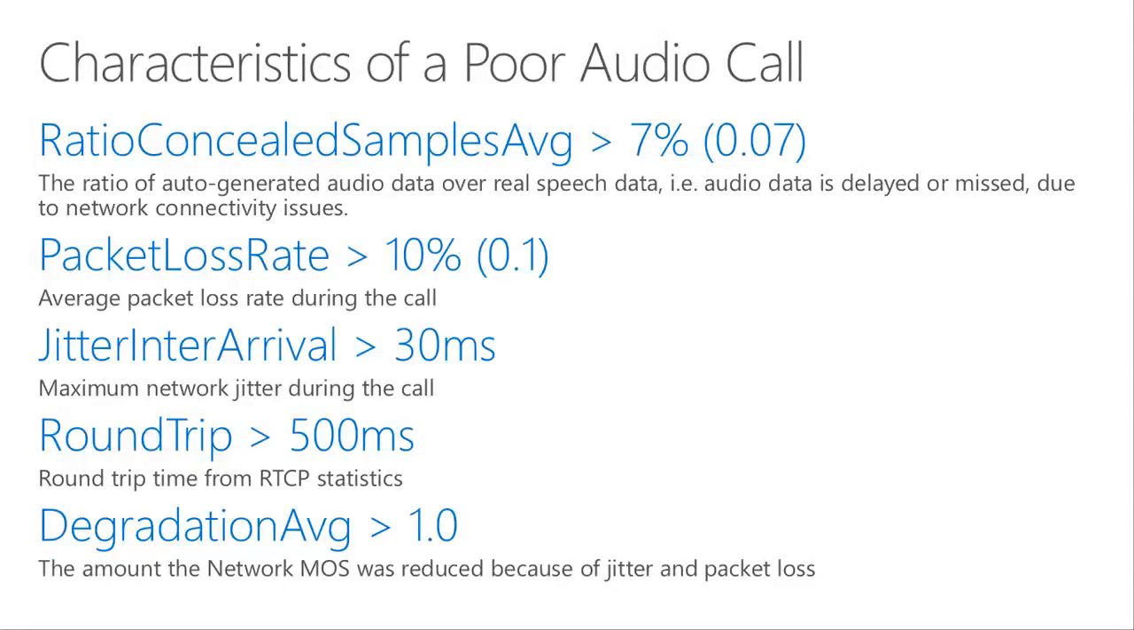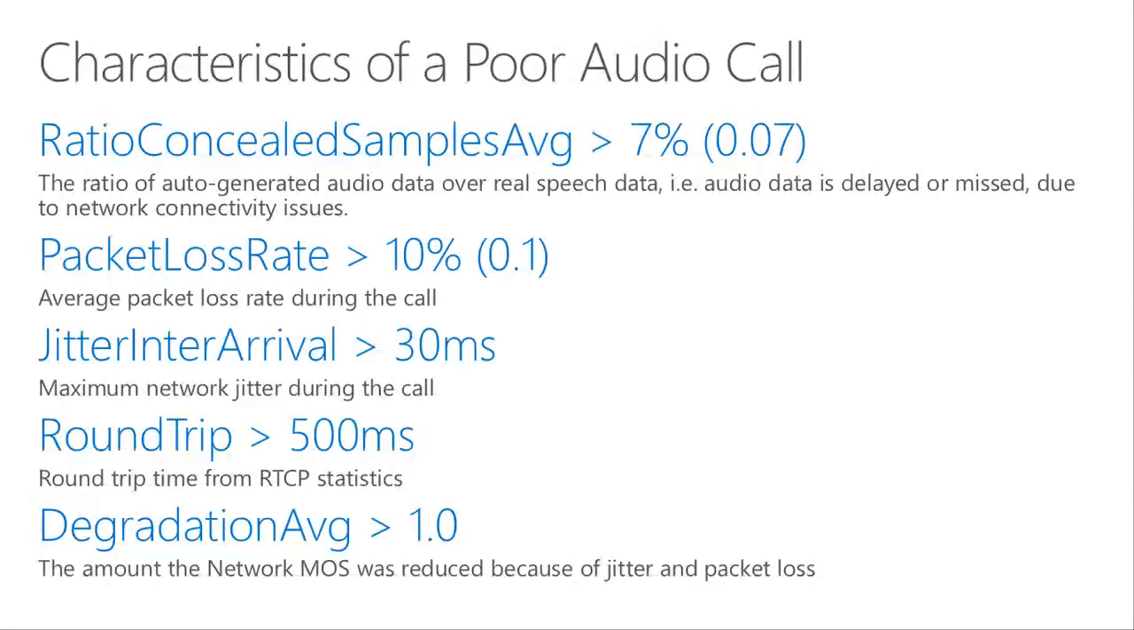So the first one is ratio concealed samples averages. And what we're saying is if that's over 7%, that's a bad thing, right? And what does that mean? That means that I had periods of time where I didn't have the real audio coming through because of packet loss, or it was delayed, for whatever reason. And your Lync client will make up for those losses. So if I have data to here and I have data from here on in, I need to figure out what was in the middle. So I guess and draw it and fake it. The more that that's happening, the poorer the audio quality will be.